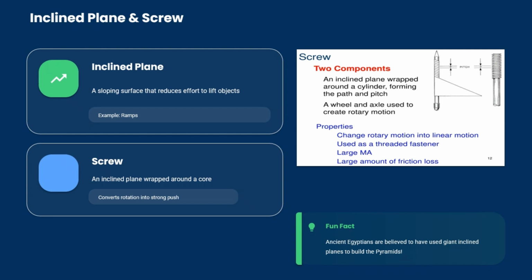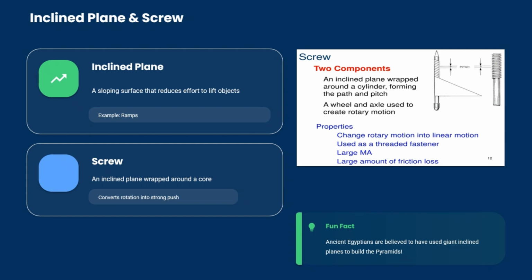Now imagine taking that ramp and rolling it up like a candy wrapper around a pencil. What do you get? A screw. A screw is essentially an inclined plane in a spiral form. When you turn a screw, you are moving it up a tiny ramp, which creates a huge pushing force. This is why screws can hold things together so tightly or lift heavy cars like in a screw jack.